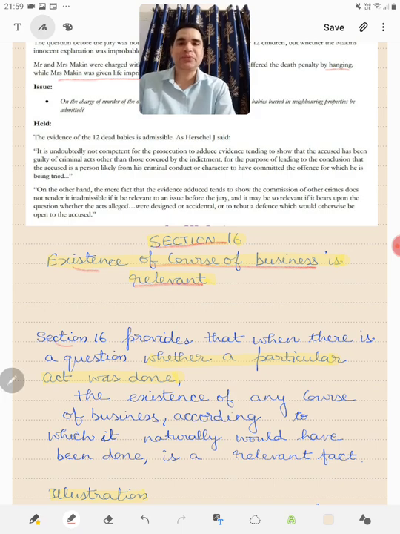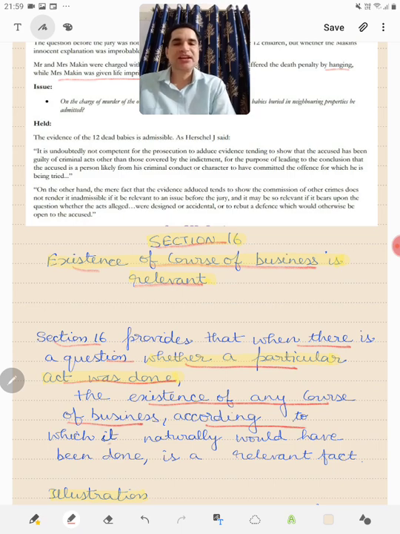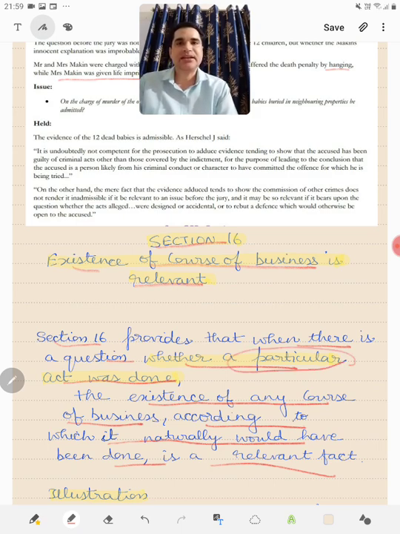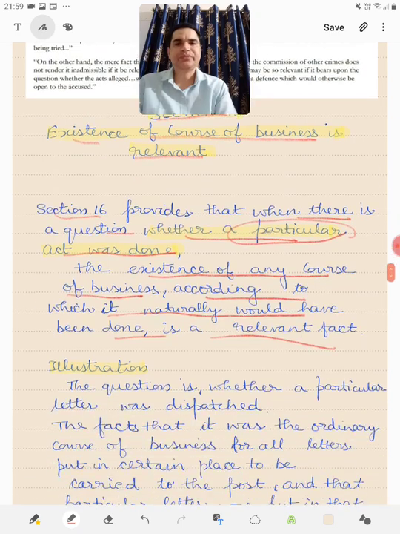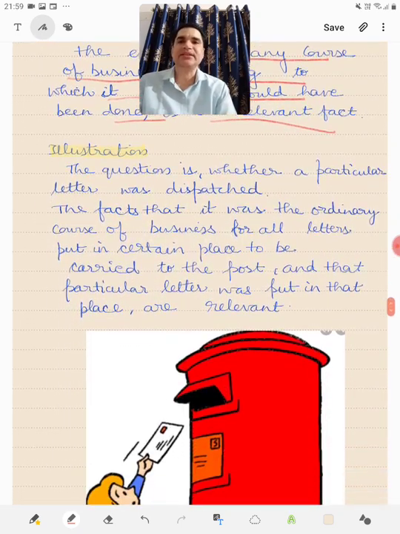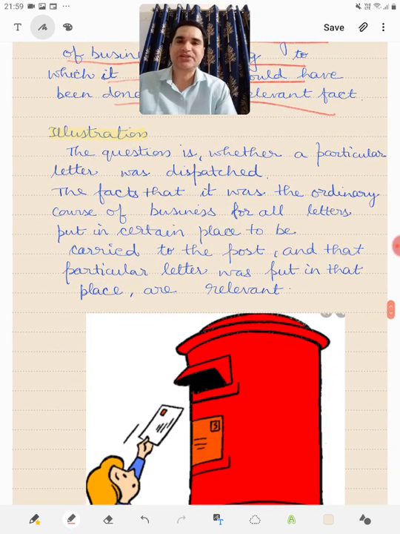So section 16 provides that when there is a question whether a particular act was done, the existence of any course of business according to which it naturally would have been done is a relevant fact. So whether a particular act was done or not, then the fact that there is a natural course of business in which that act is being done would be relevant. This also we will understand by the illustration which is attached to it.